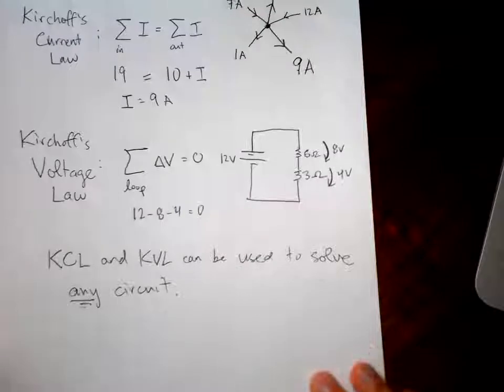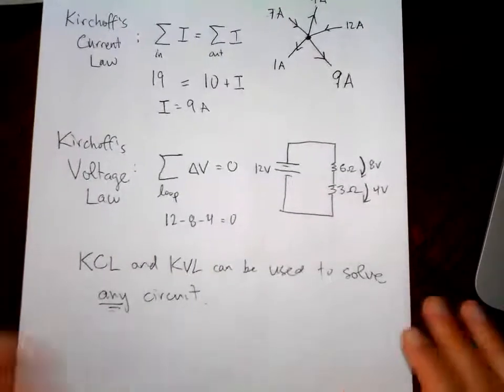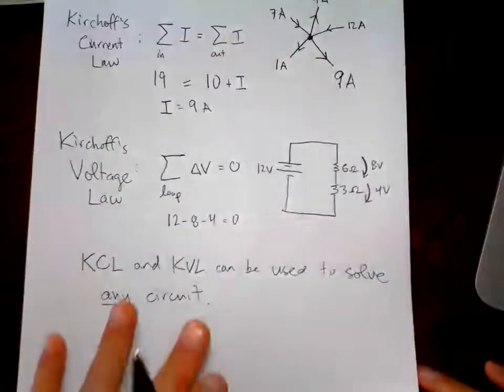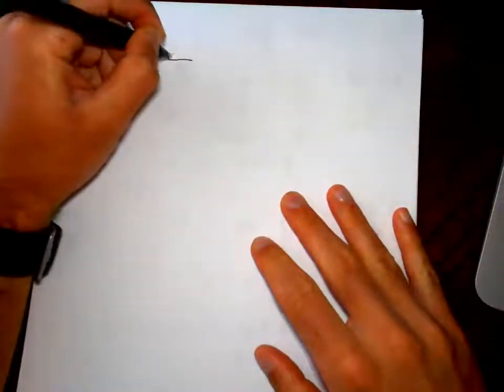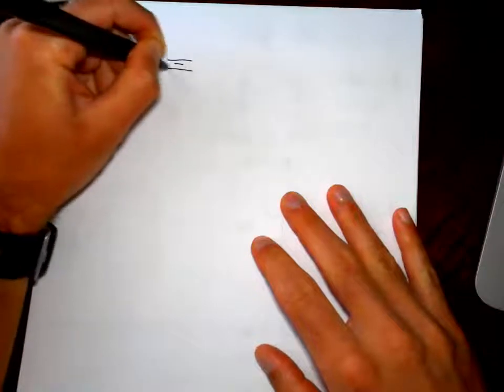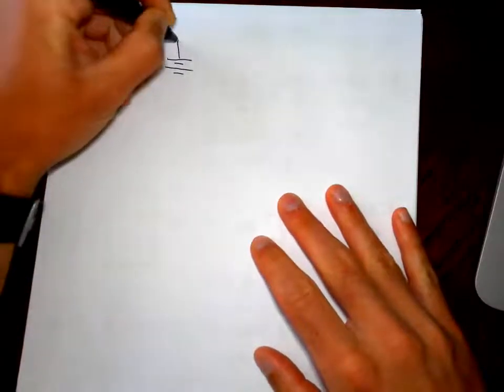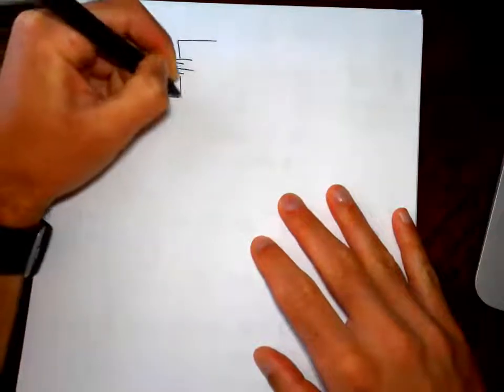So let me show you how you can apply that to really complicated circuits, okay? So let's suppose I have a circuit with multiple batteries. So let me just draw a circuit here. So maybe it looks like this.